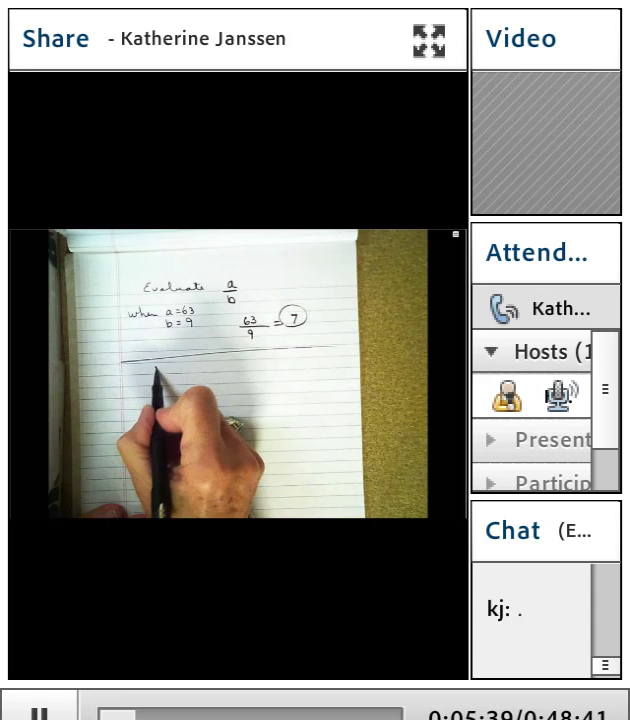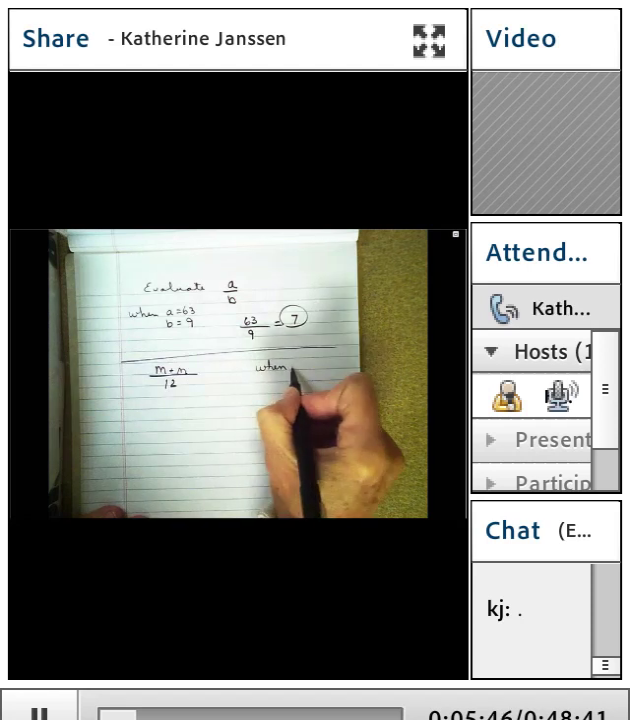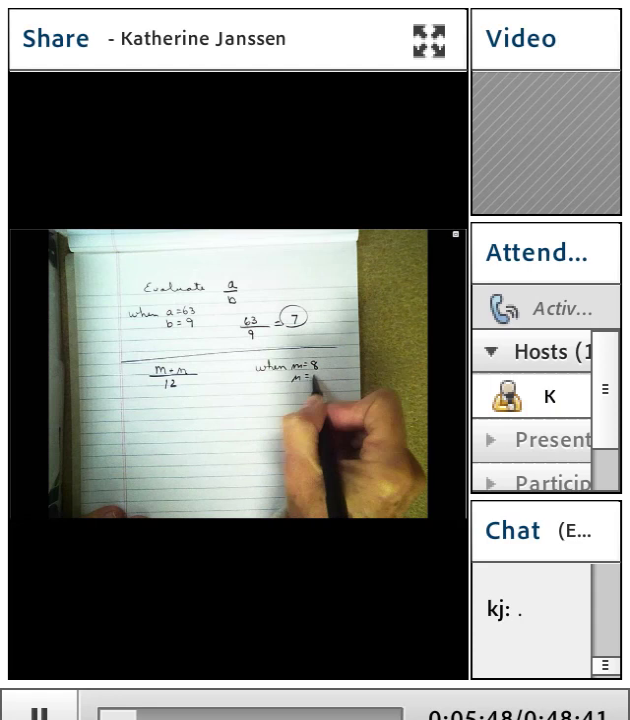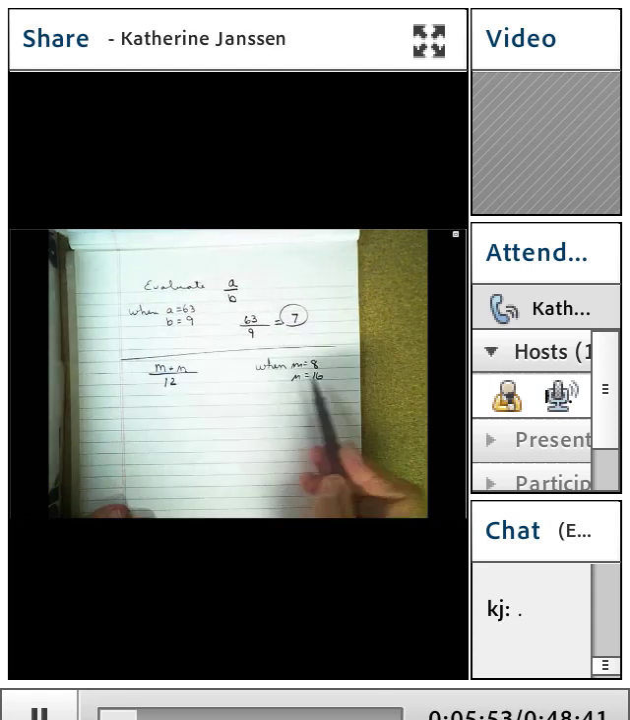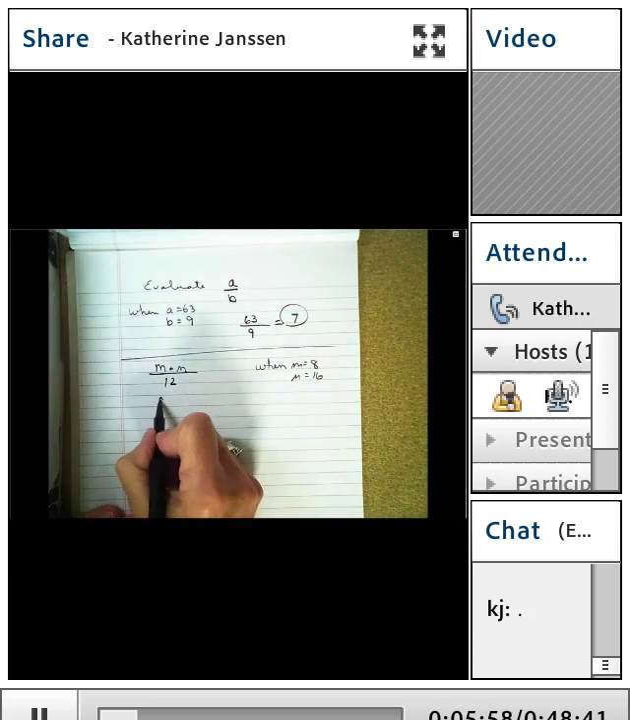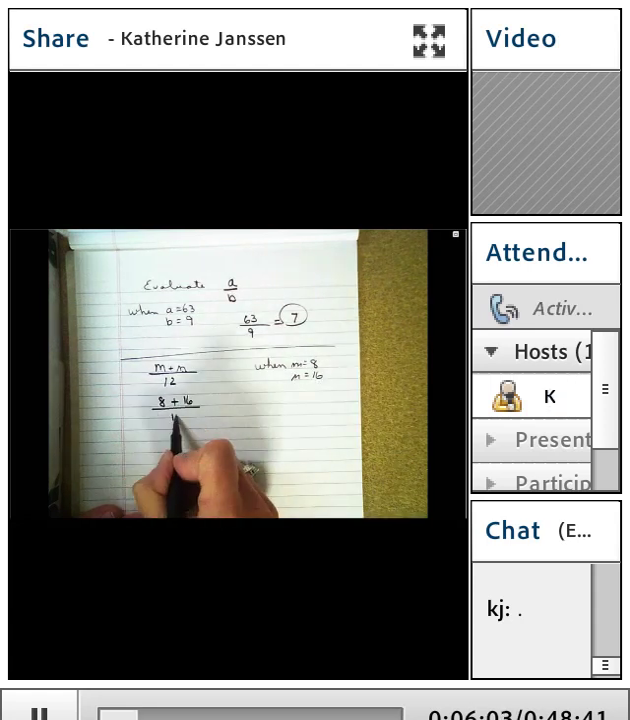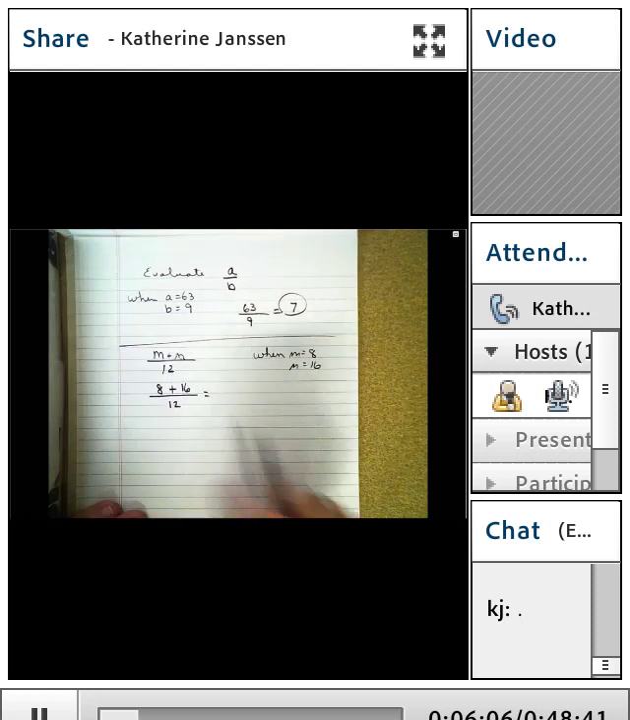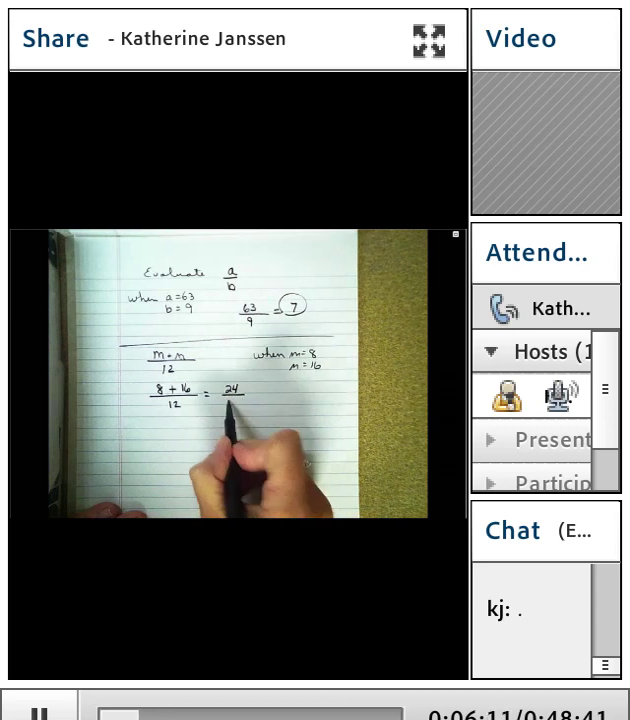Evaluate M plus N divided by 12, when M equals 8 and N equals 16. So in my expression, I'm going to let my variables take on these values. I'm going to very carefully substitute for M, 8, and for every occurrence of N, I'm going to substitute 16, all divided by 12. 16 plus 8 is 24, all over 12. And 12 goes into 24 2 times.